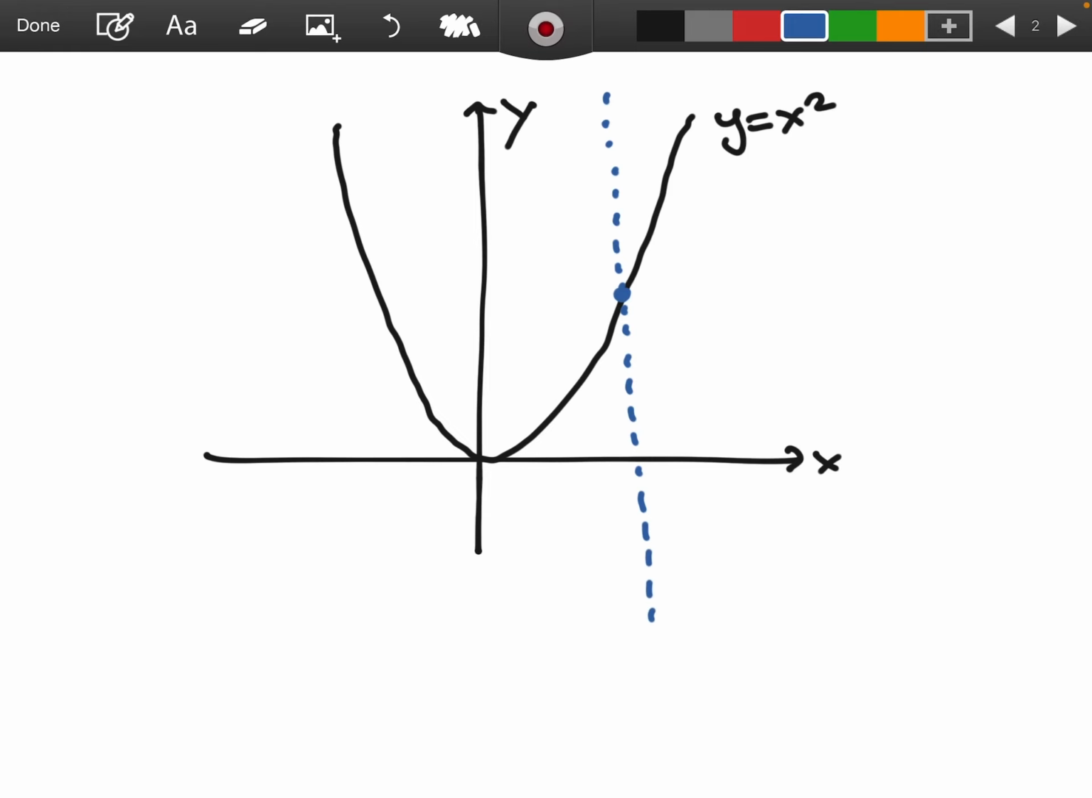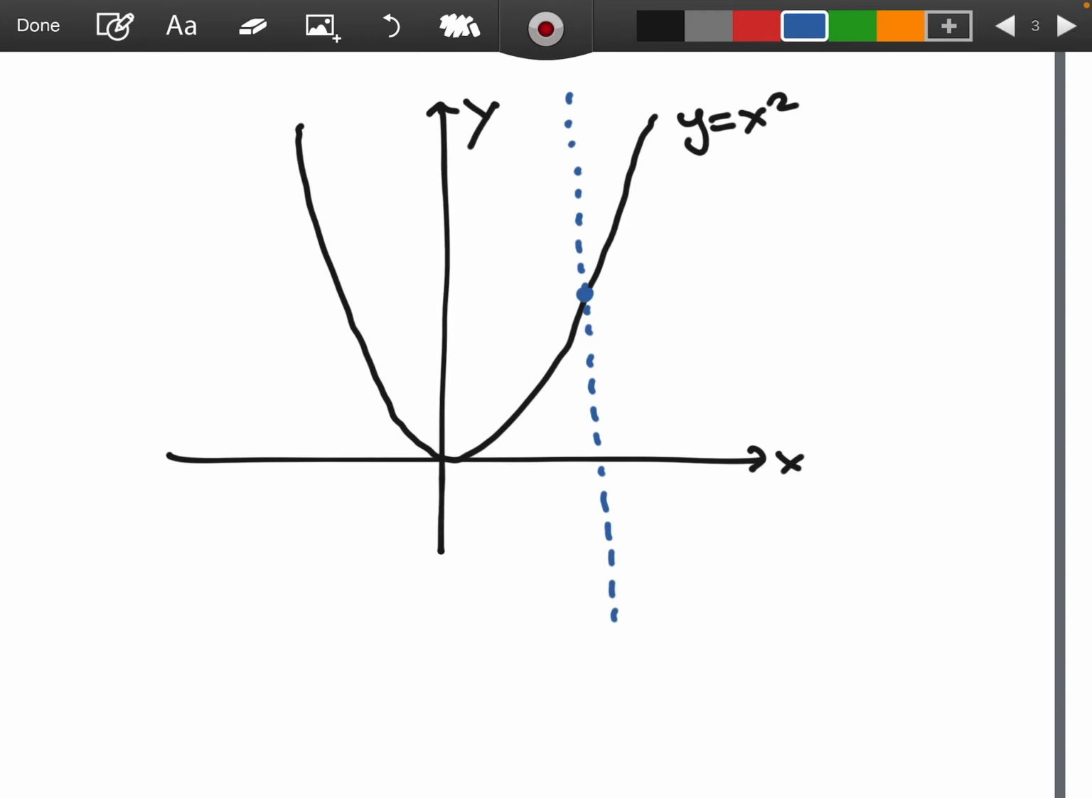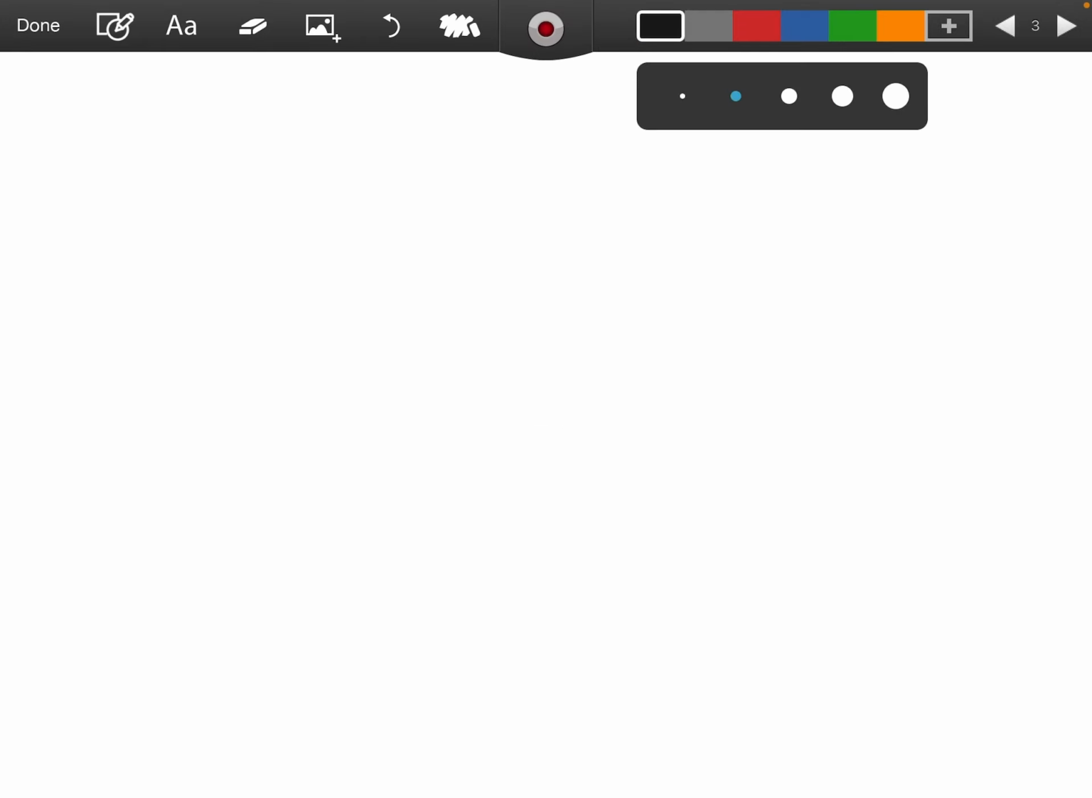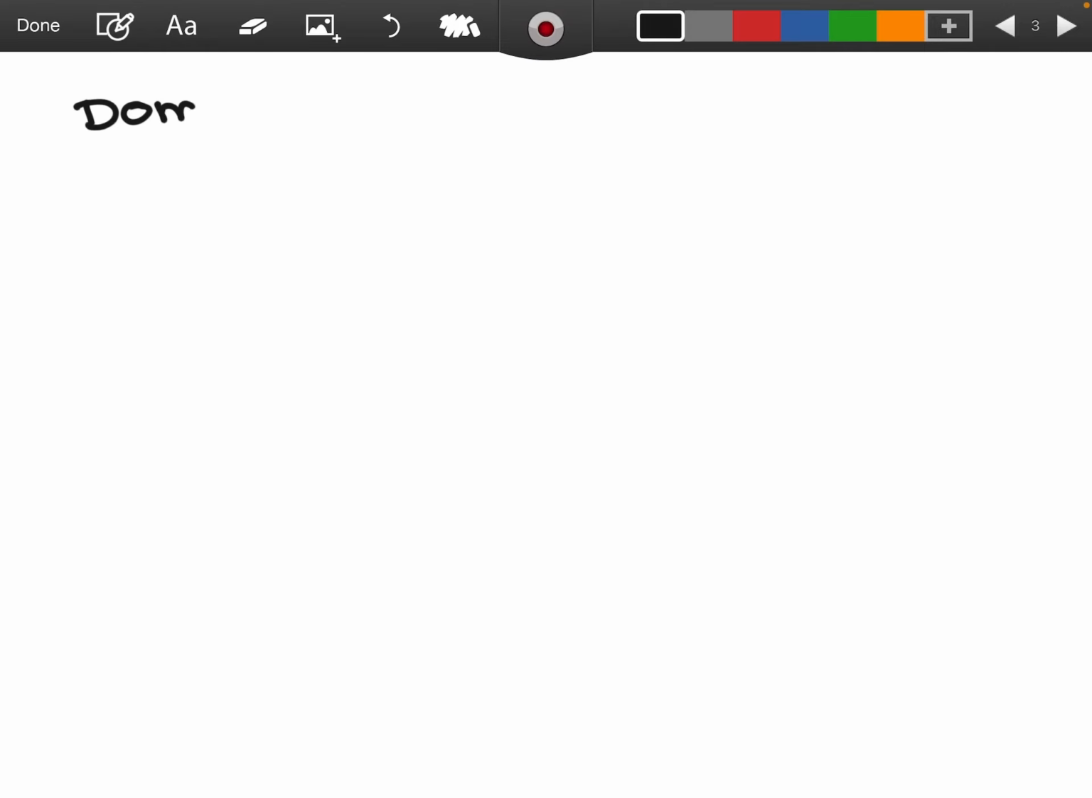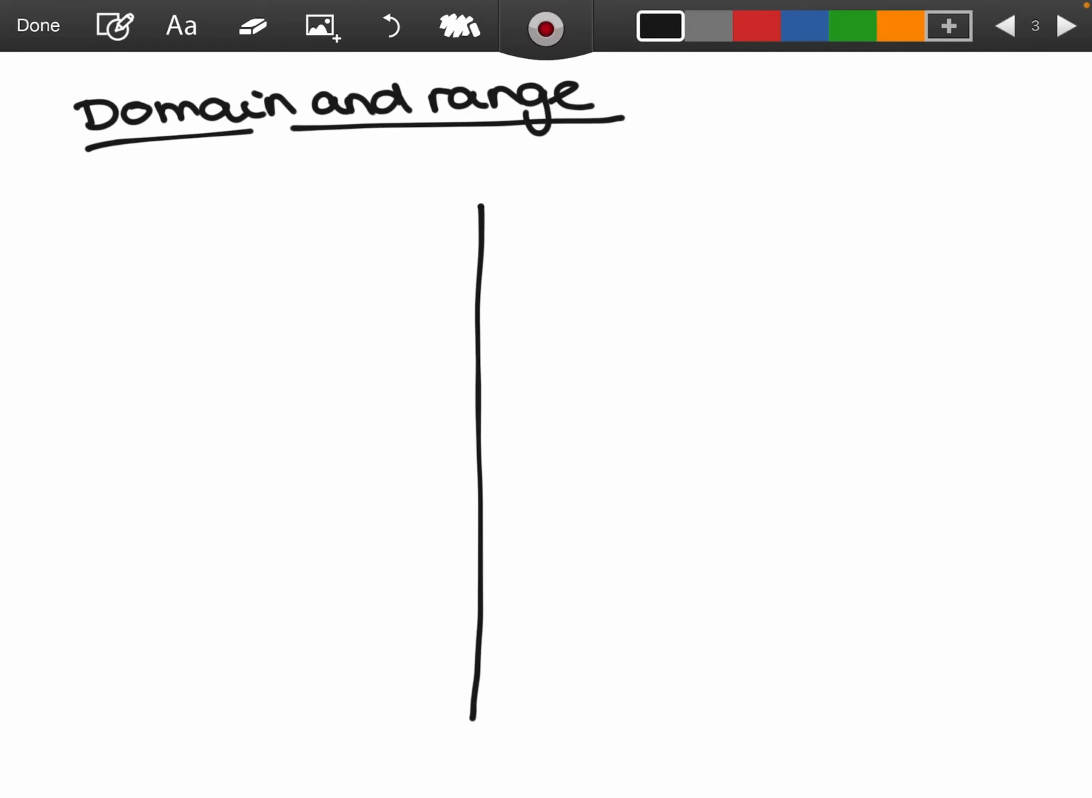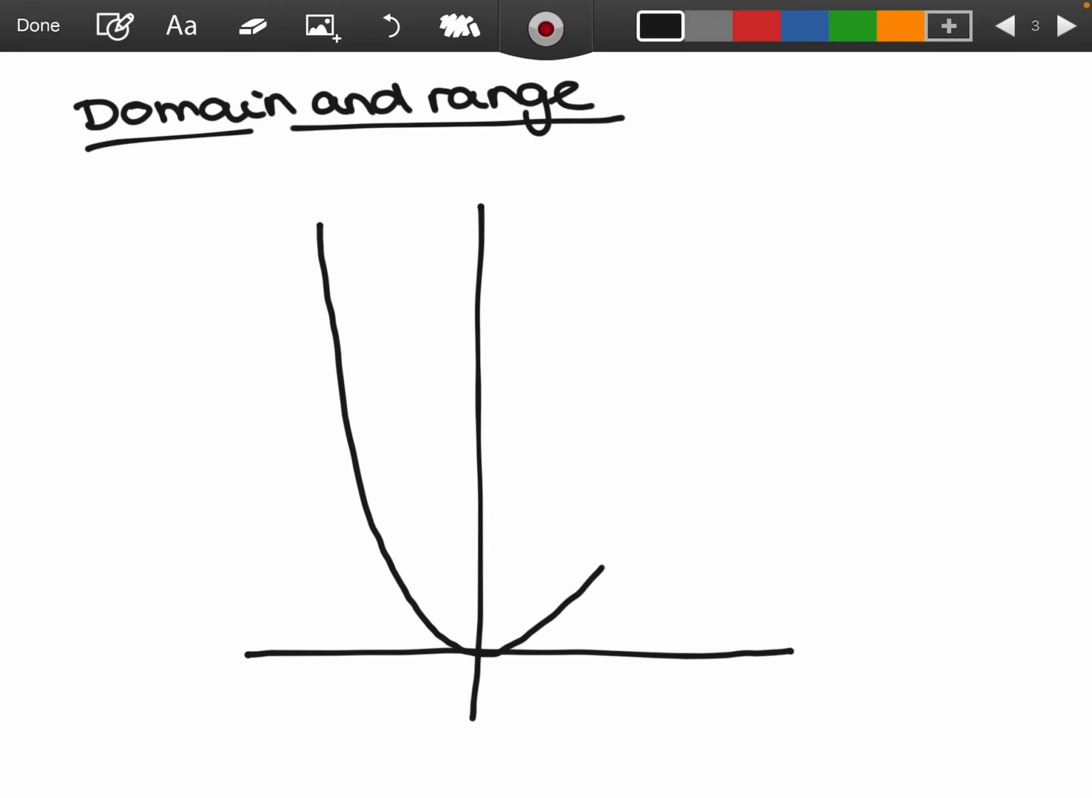Now we need to look at domains and ranges given a graph. I'm going to actually start with y is equal to x squared when we're looking at domains and ranges. So I'm going to redraw my quadratic graph, y is equal to x squared. Just a quick sketch of it.